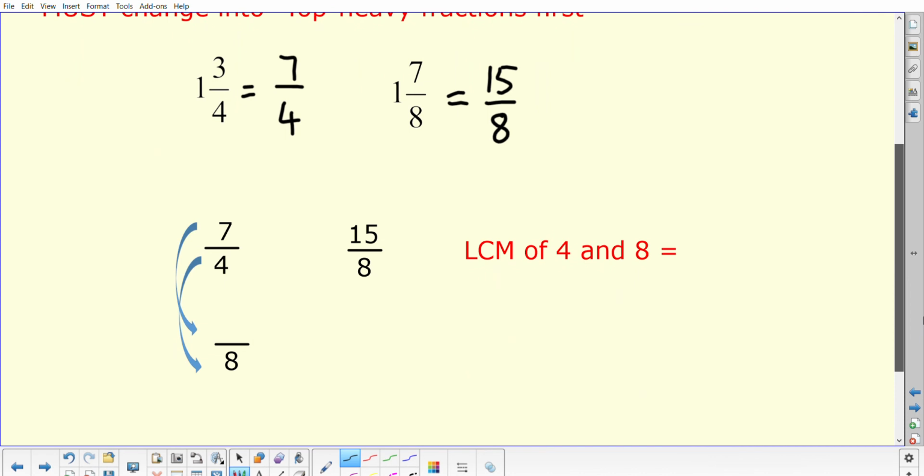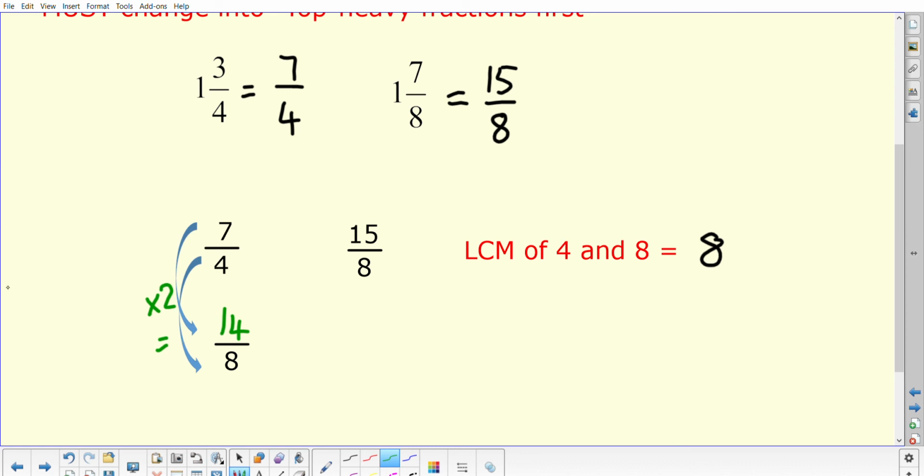If we're then looking for the lowest common multiple of the 4 and 8, the first number that's in both the 4 times table and the 8 times table is actually 8. So we don't need to change the 15 over 8. We do, however, need to change the 7/4, and to do that we should be recognising it means times top and bottom of our fraction there by 2. So 7/4 is the same thing as 14 over 8, and then you can compare the two fractions that you've got there. So which one is bigger?